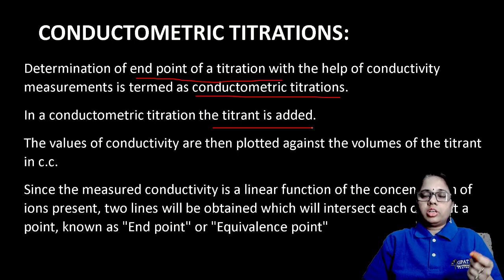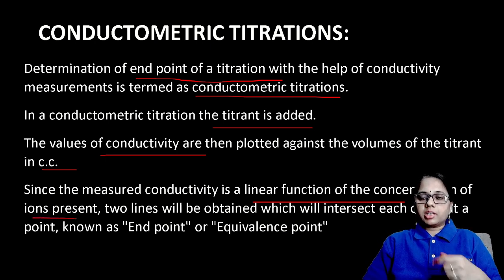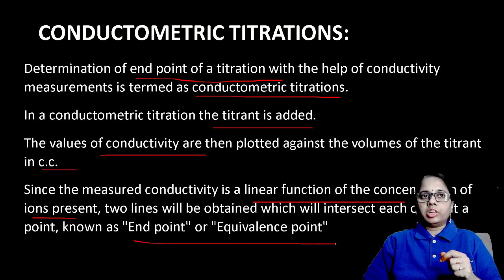Okay. So here also, in the conductivity cell, the titrant is added. The values of the conductivity are then plotted against the volumes of the titrant in cc, that means ml, right? Since the measured conductivity is a linear function of the concentration of the ions present. So if the ions are present, the conductivity will be more. So two lines will be obtained which will intersect each other at a point which is known as the end point or equivalence point. Okay.